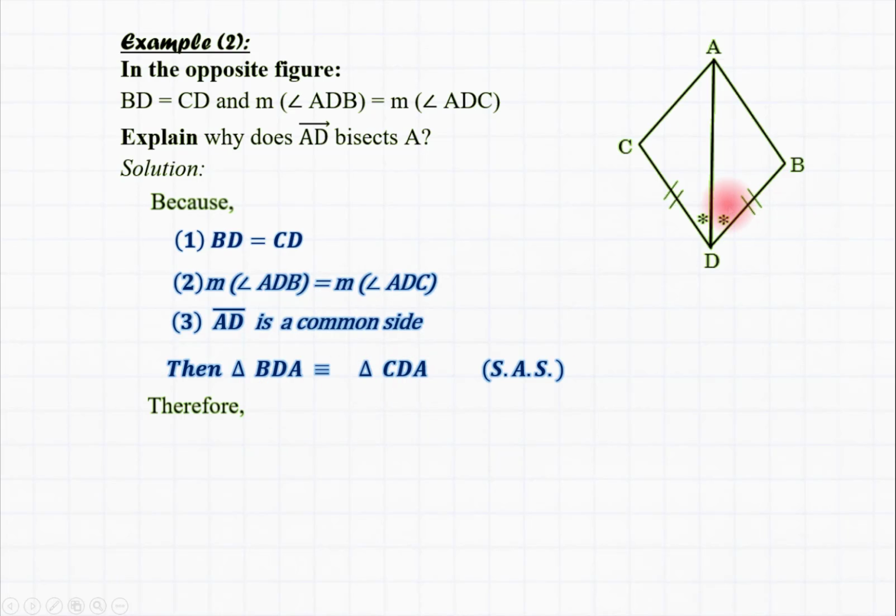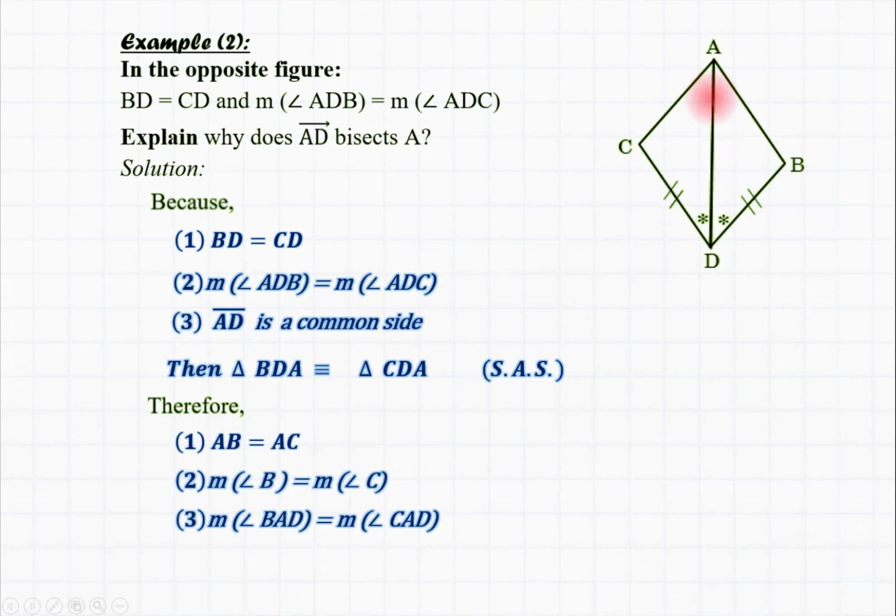From congruence we can find that AB will equal AC and the measure of angle B equal to the measure of angle C, and the measure of angle BAD will equal the measure of angle CAD. And because these two angles are congruent or equal in measure, therefore AD bisects angle A.